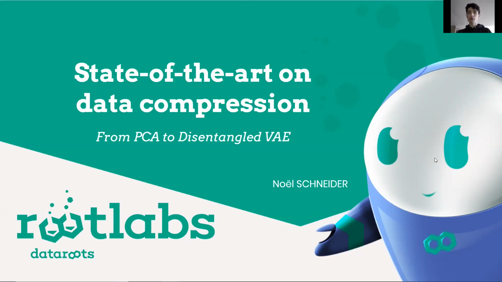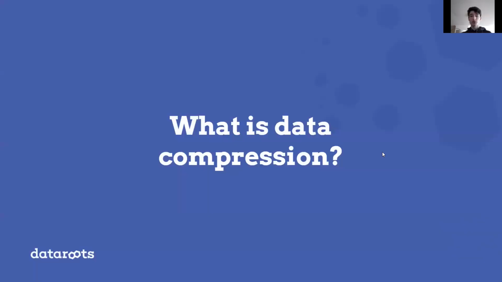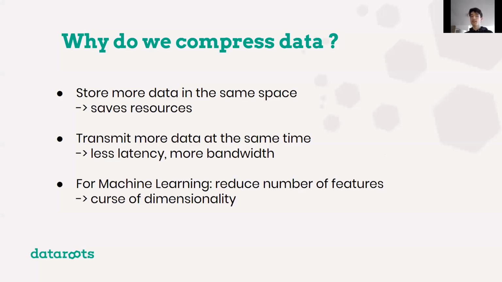So this presentation will be a bit technical. The idea is to talk about different machine learning methods to do data compression, or in the machine learning world, we sometimes call this dimensionality reduction, but it's quite the same. Okay, let's start. First, let's ask the question, what is data compression? The idea of compressing data is to reduce the data into less data, but keeping the same information, or at least losing as little information as possible.